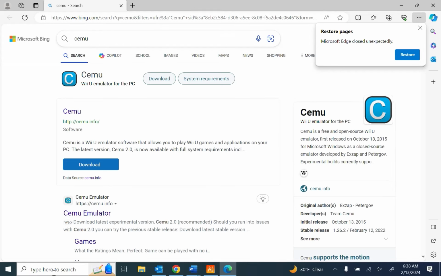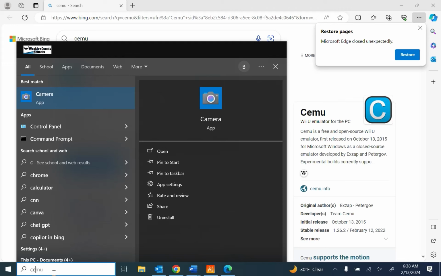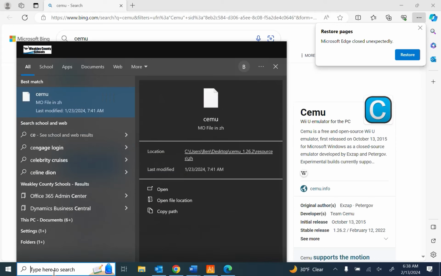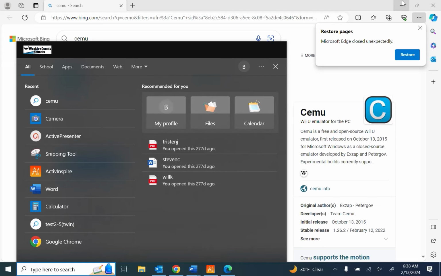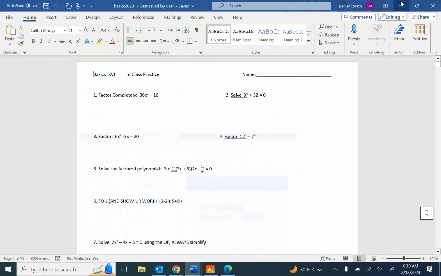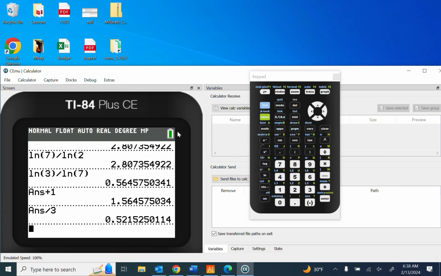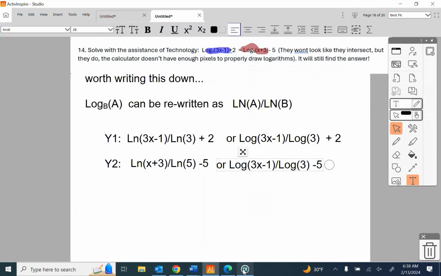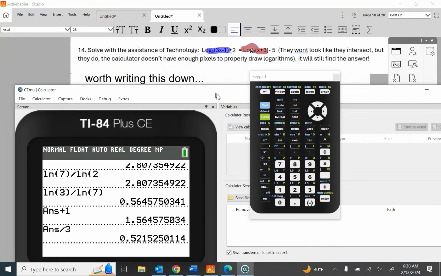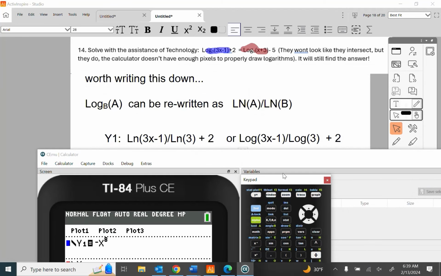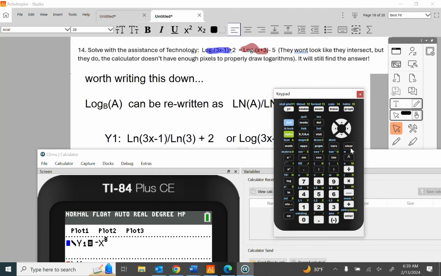Oops, that's not what I wanted. I wanted my calculator. Well, this is just wrong. Where's my calculator at? There she is. So again, I'm just typing it down. Pushing the buttons.